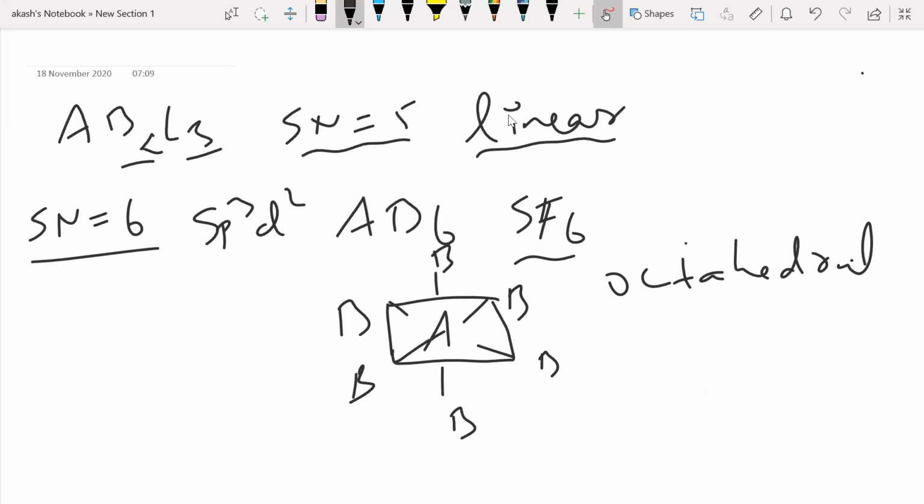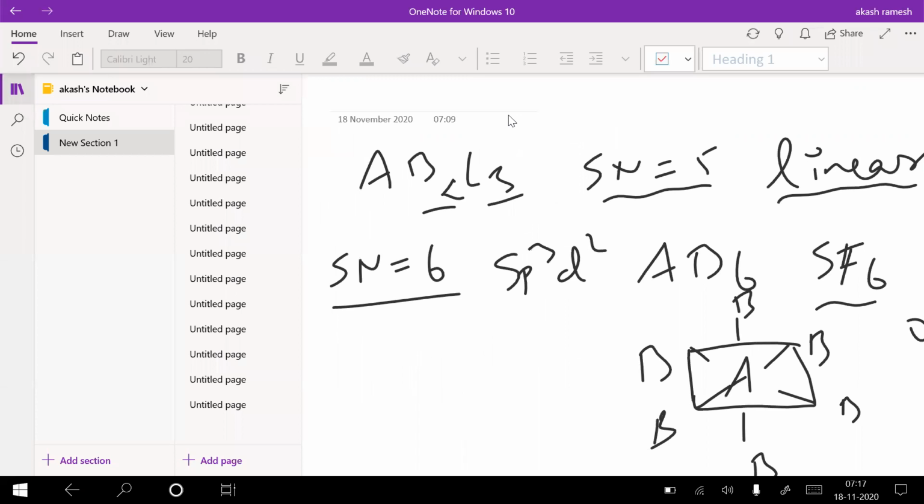Square bipyramidal. I'm not able to hear you. Can you? Why am I not able to hear you? In the chat, maybe. What can octahedral also be called?